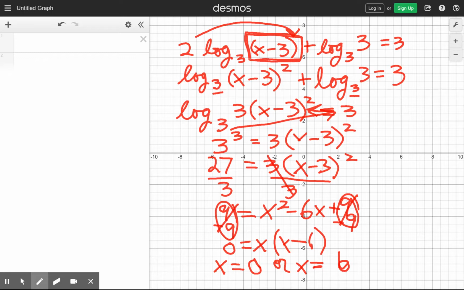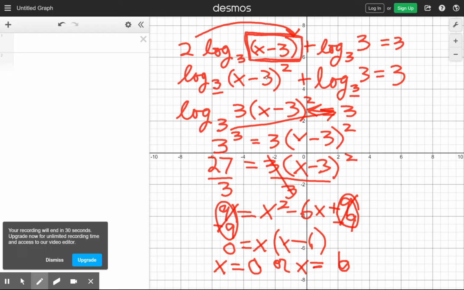But the domain of a log is greater than 0. The x minus 3 has to be greater than 0. So plugging in our 0 here, 0 minus 3 is negative 3. So that is not a solution. It doesn't fit the domain.